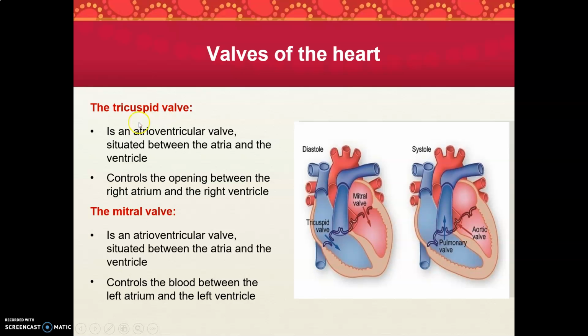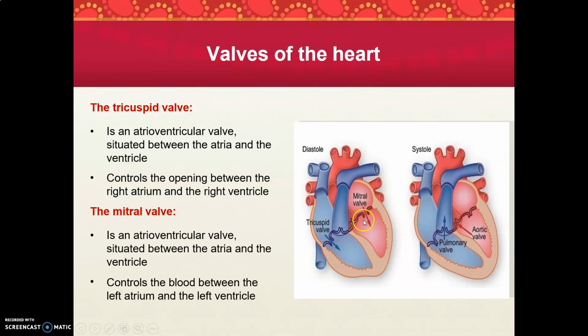The tricuspid valve. It is an atrioventricular valve. Atrioventricular means present between the atrium and the ventricle. As you can see here, it is present between the right atrium and the right ventricle. It is called the tricuspid valve because it consists of three cusps. Three flap-like structures are present in this valve. So the movement of blood from the right atrium into the right ventricle is controlled by this tricuspid valve.